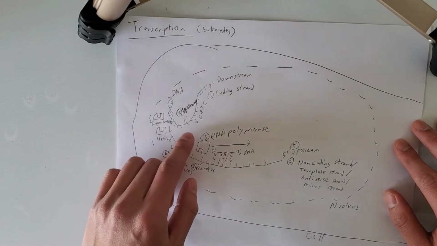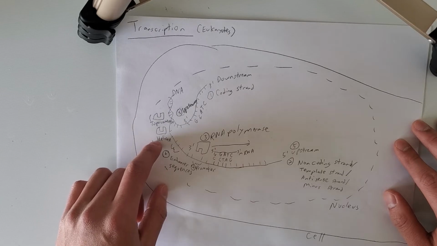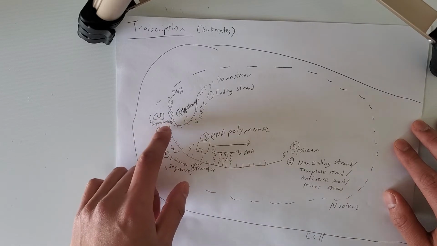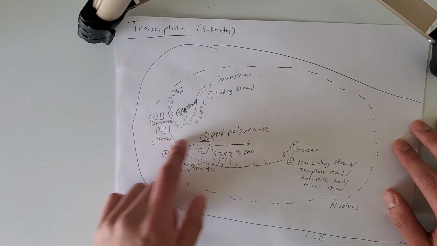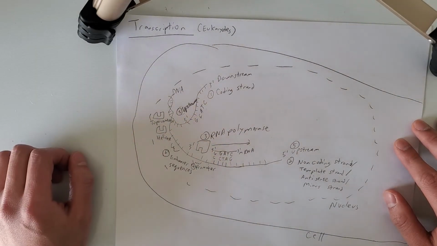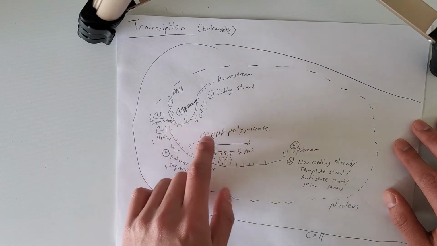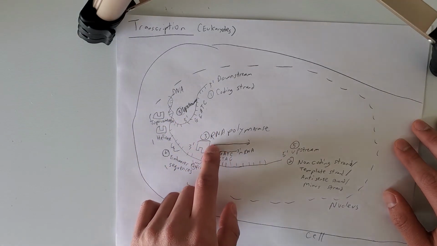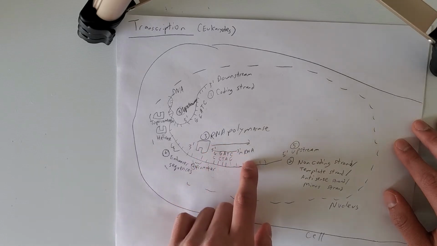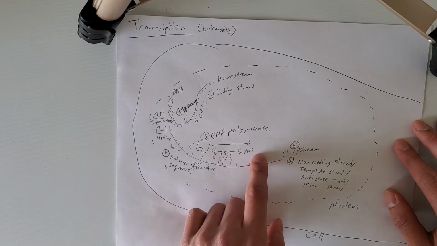So you have DNA that is split apart by topoisomerase and helicase. Topoisomerase unwinds the DNA. Helicase separates the DNA. This is covered in the past video about DNA replication. So once helicase opens it up, now RNA polymerase can come and build the mRNA. So RNA polymerase makes mRNA.